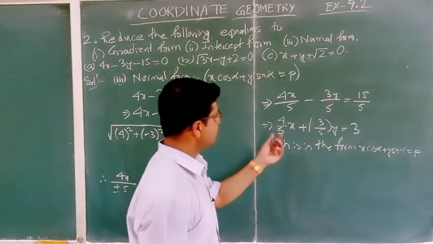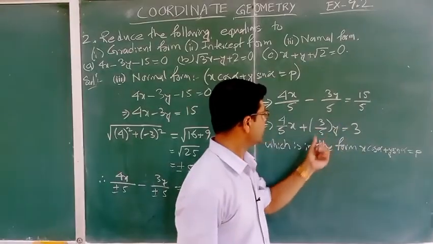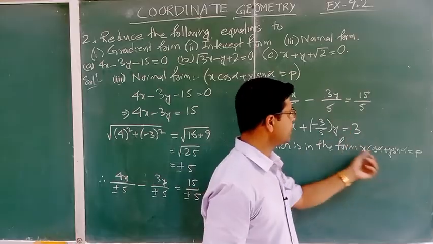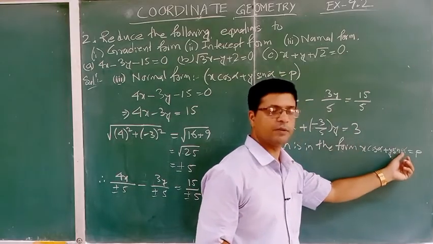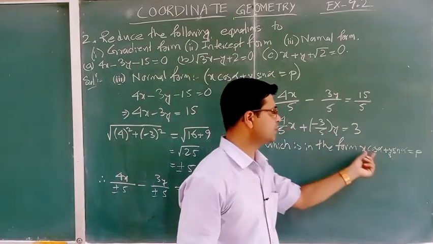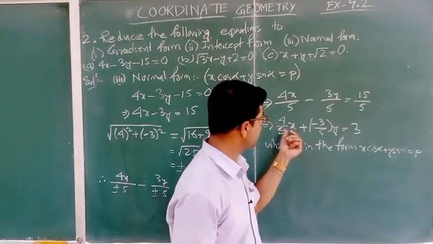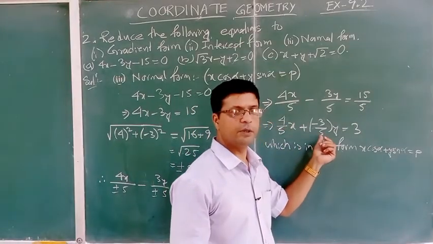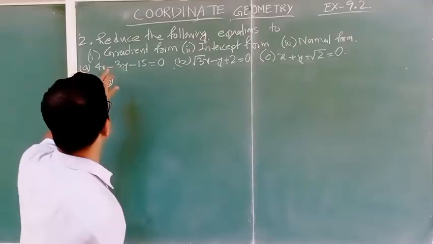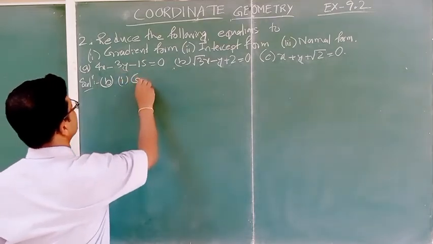My dear student, this is the sum. Here 4 by 5 we cannot convert into cos alpha, and sorry, this is minus, I did not write it by mistake, I am sorry for that. Minus 3 by 5 we cannot convert into sin alpha. In a few sums we will be able to convert this in terms of cos alpha and sin alpha. In those cases we will convert, but here we cannot, so we are keeping the answer like this only. Okay, dear students, we have taken number B. The equation is this. At first we have to convert into gradient form.